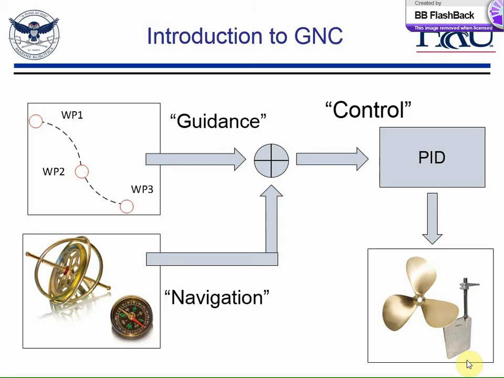So our guidance system would be feeding in a series of waypoints, and then our navigation system would be getting in our compass, our bearing, and also we would have some kind of GPS system to be able to get our position. And what we do is we perform an operation on the guidance and navigation to give us an input to our control system. And that input's going to be the system here. Then our control system will provide inputs to our actuators.